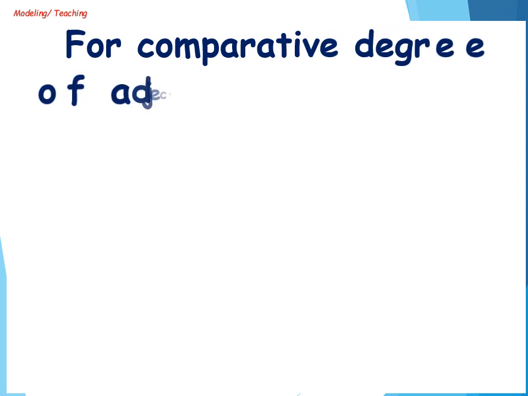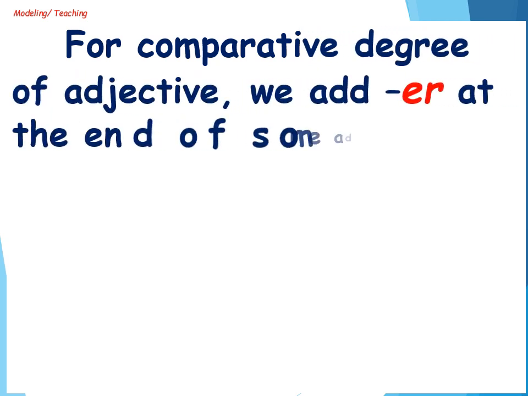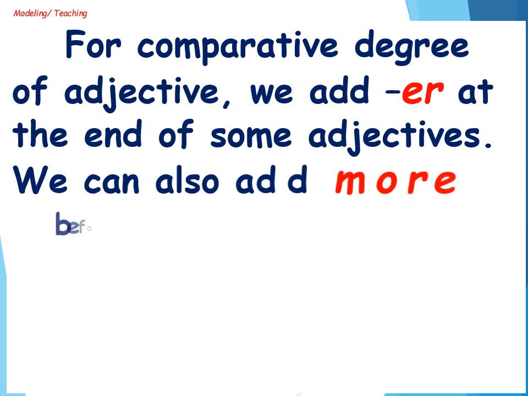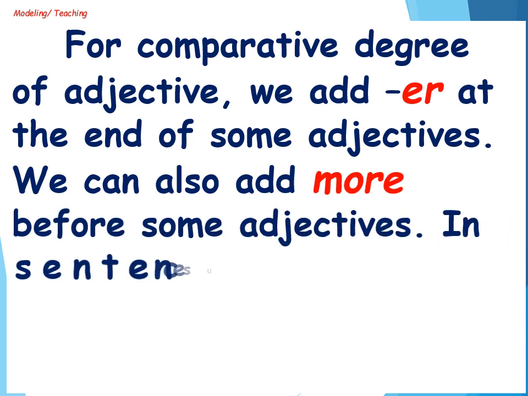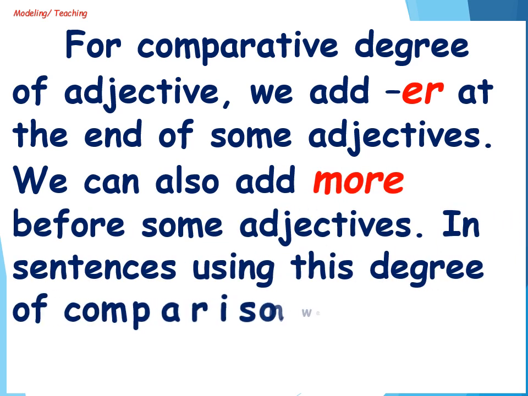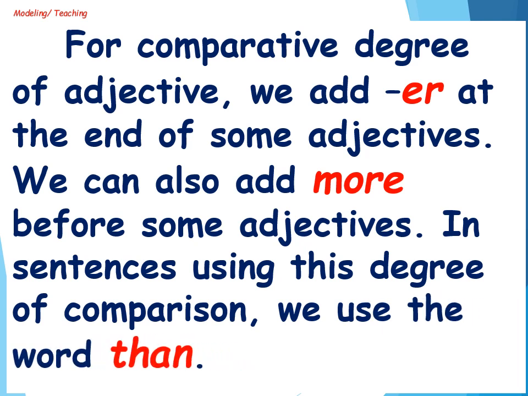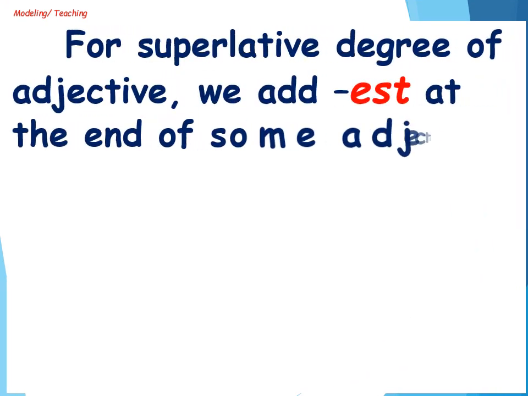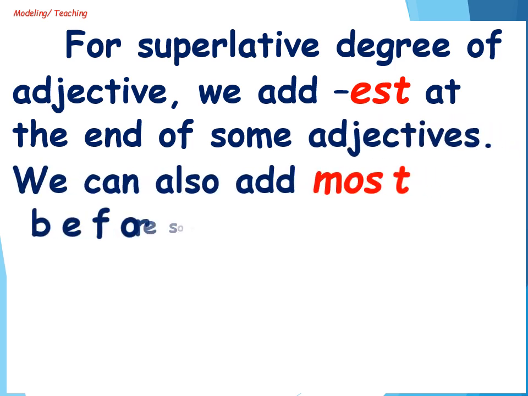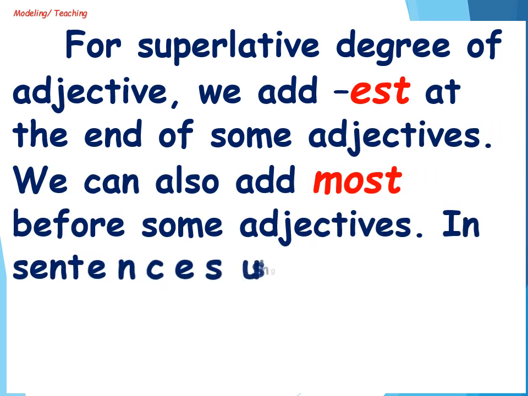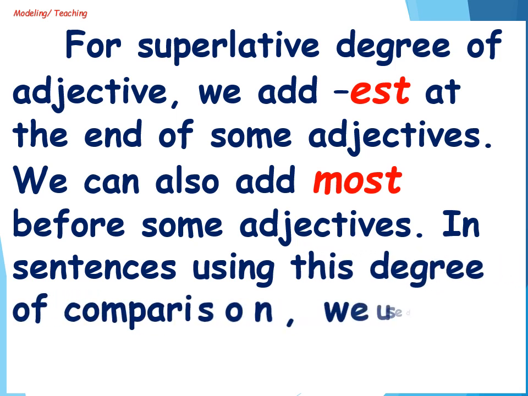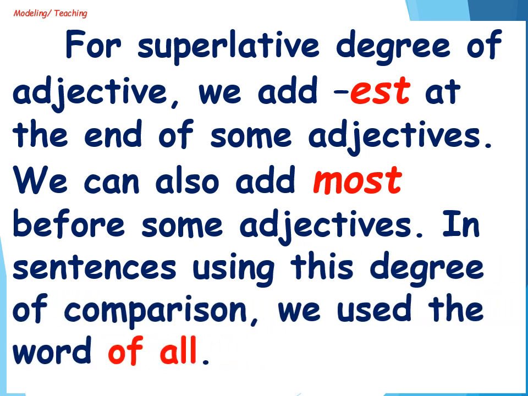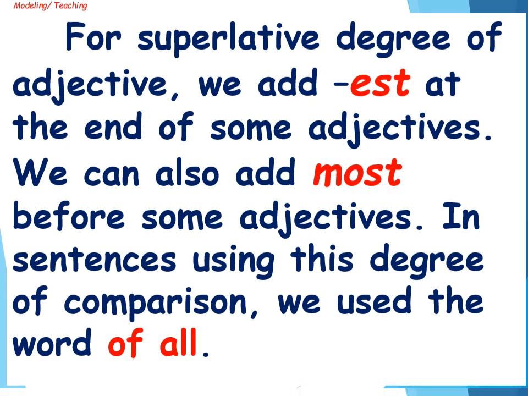For comparative degree of adjective, we add er at the end of some adjectives. We can also add more before some adjectives. In sentences using degree of comparison, we use the word than. For superlative degree of adjective, we add est at the end of some adjectives. We can also add most before some adjectives. In sentences using this degree of comparison, we use the words of all.